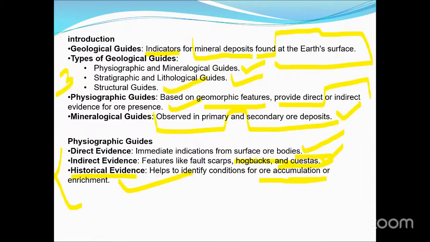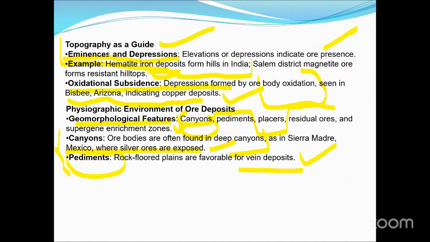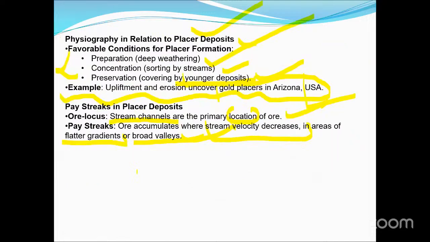So till now we have discussed the introduction, geological guides, types of geological guides, physiographic guides, and mineralogical guides. In physiographic guides: direct evidence, indirect evidence, historical evidence, and topography as a guide, eminences and depressions, and oxidation subsidences, the physiographic environment of ore deposits, geomorphological features, canyons, pediments, placers, and what the different types of placers are, where and how they form, we have discussed.